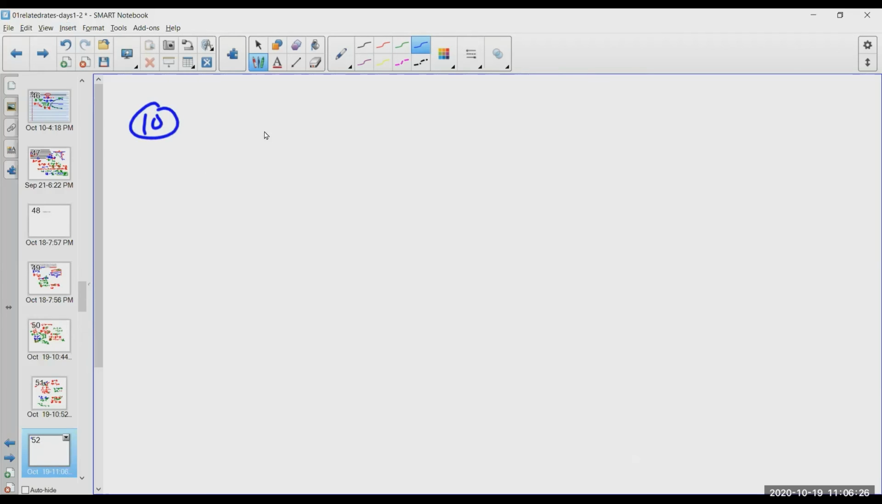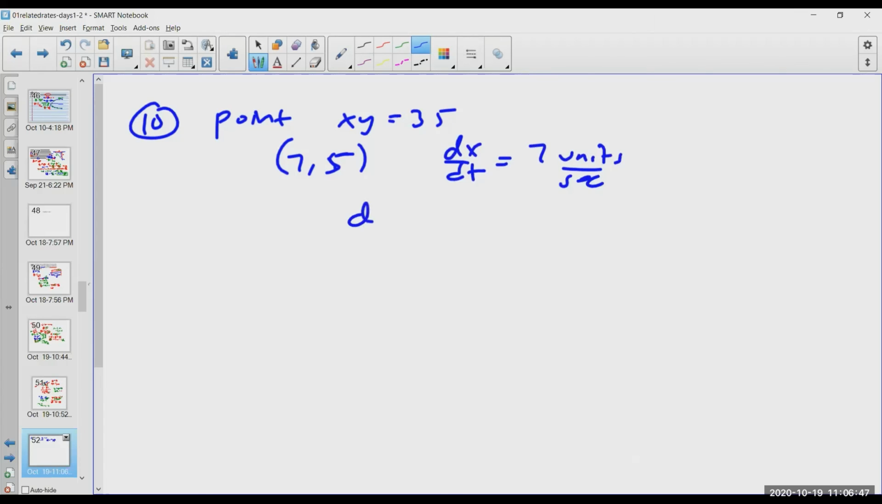What was 10? The point is moving on the graph xy equals 35. Oh, okay, it's 7.5. And do you know any rate, dx/dt or dy/dt? If x is increasing by 7 meters per second, and then it's asking how fast is y changing at 7.5.